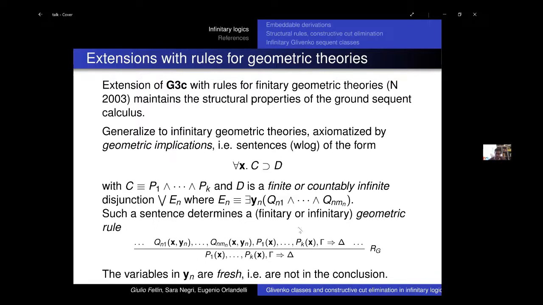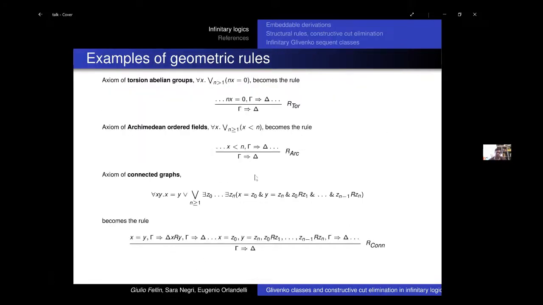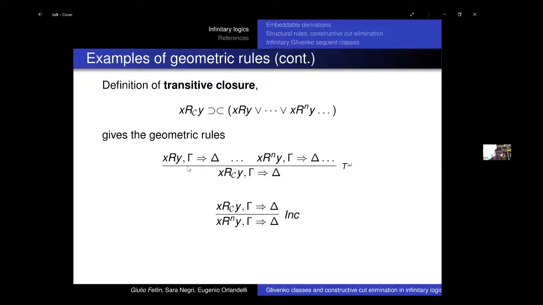Okay, so we have some examples. For instance, the axiom of torsion abelian groups, which is this one, can be expressed this way as a rule. The axiom for Archimedean ordered fields, the axioms of connected graphs, and also the definition of transitive closure, which is this one, can be expressed as these two geometric rules.